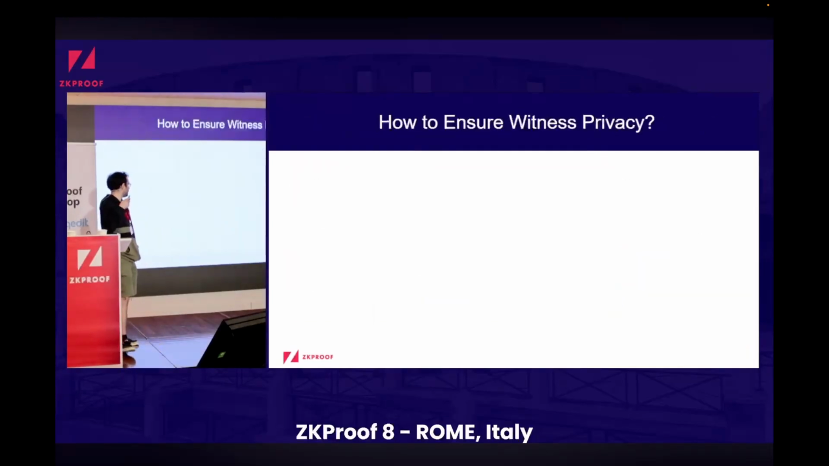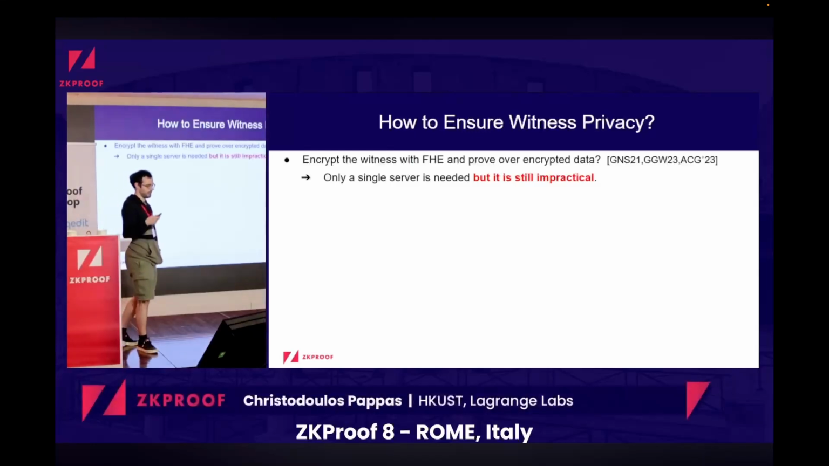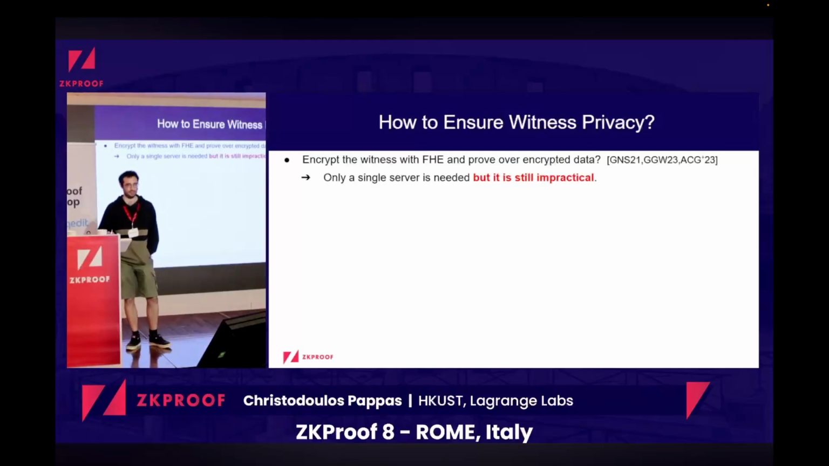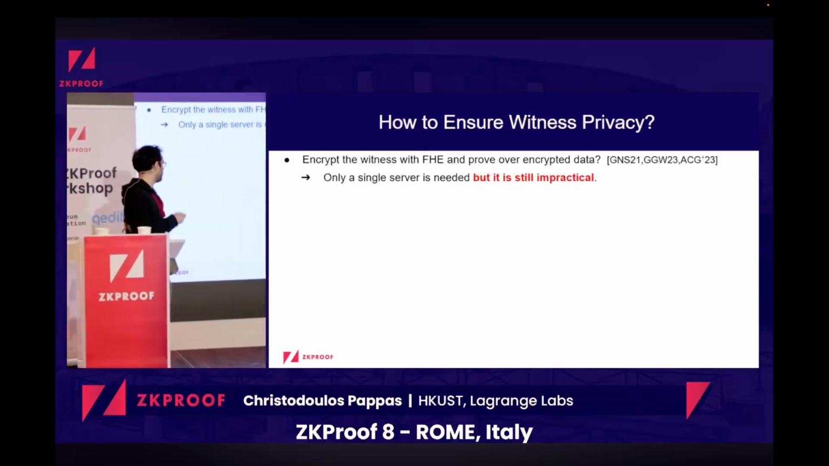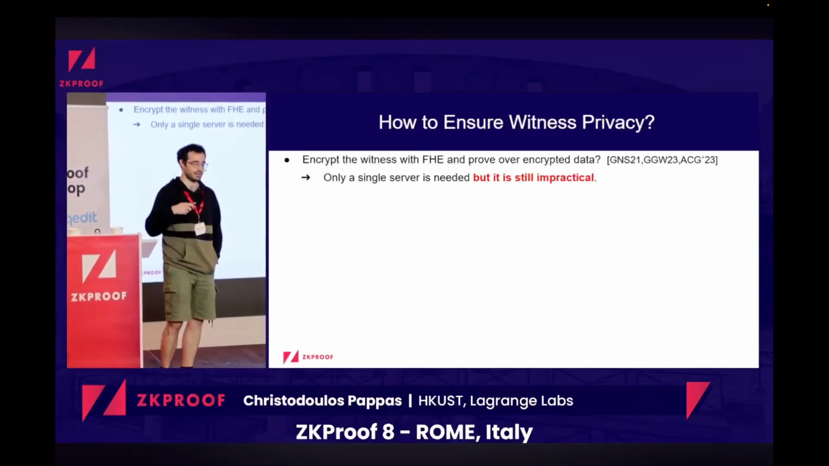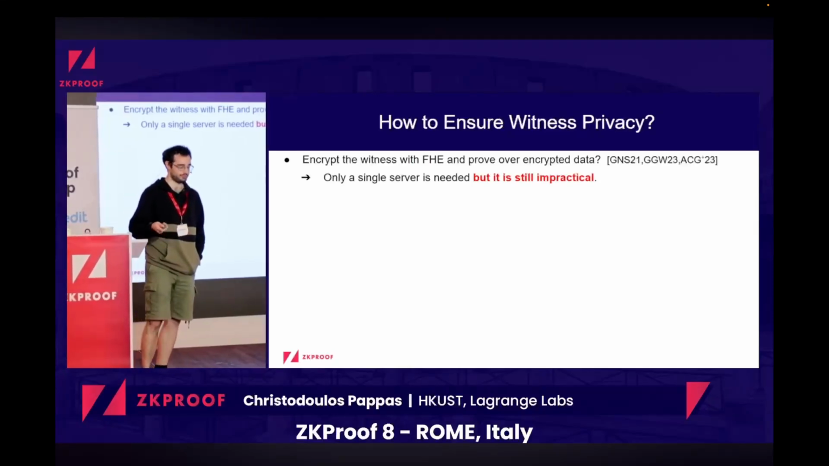So, from what I can think, there are only two ways to overcome that issue. The first one is to let the parties encrypt their data using a fully homomorphic encryption scheme, and then let the prover generate a ZK SNARK proof over the entire encrypted data. And while this approach is optimal in the sense that it requires only a single server, unfortunately, it is highly impractical because now the prover has to work over the encrypted data.